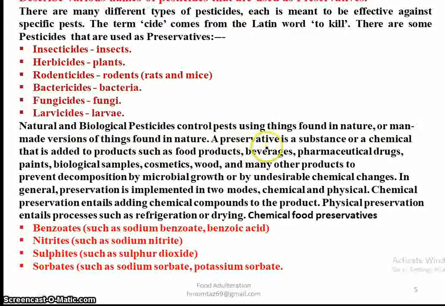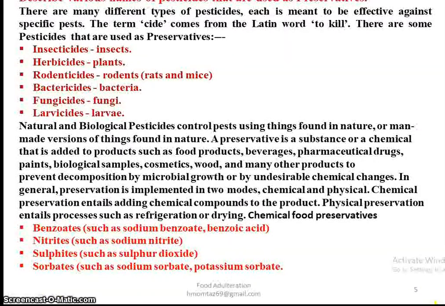Then we see what a preservative is. A preservative is a substance or a chemical that is added to products such as food products, beverages, pharmaceutical drugs, paints, biological samples, cosmetics, etc. Then you can find some chemical food preservatives: sodium benzoate, sodium nitrate, sulfur dioxide, sodium sorbate, potassium sorbate. Their groups are benzoates, nitrates, sulfides, sorbates. There are so many things.